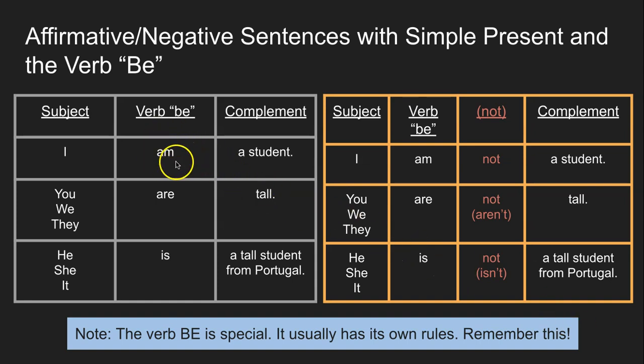We use am for I, are for you, we, and they, and is for the third person singular. Because the verb be is special, it does not use the helping verb do or does. When we use negative, we use not after the verb be. I am not, you are not, he is not. Pause the video here to study how to conjugate the verb be in this verb tense.